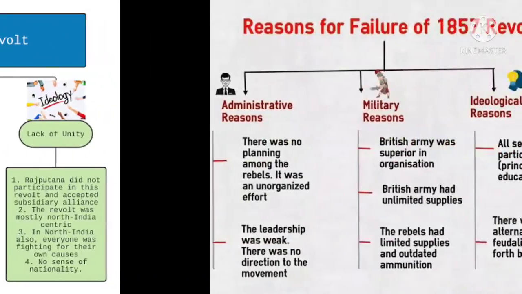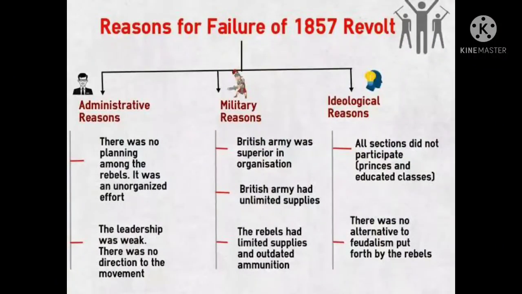The revolt was not organized properly. The revolts in different parts of the country were uncoordinated. The rebels had no proper ideology or program. The leadership of the movement was weak. The rebels were short of weapons and finance. The Company's army had access to modern weaponry and unlimited funds. These are the reasons behind the failure of the revolt of 1857.